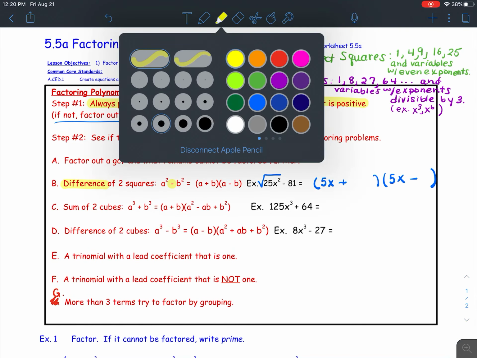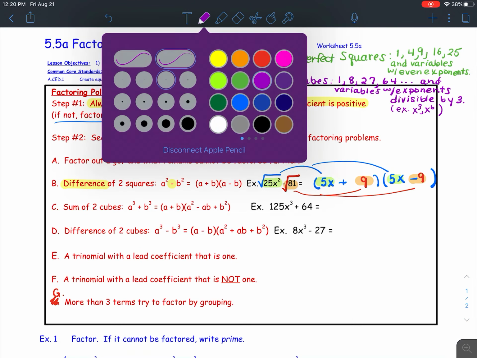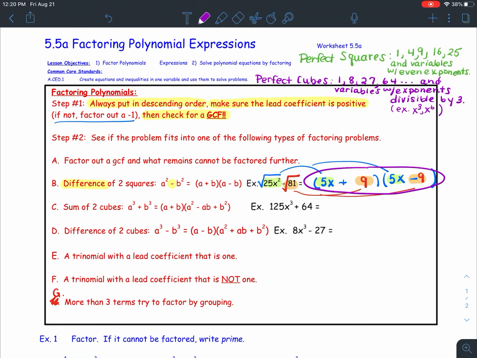The square root of the first term goes into the first spot in each set of parentheses. So you're putting that answer in the first spot of each set of parentheses. Then you take the square root of the second term, and you put that in the second spot of each set of parentheses. And then that would be your answer, 5x plus 9, 5x minus 9. Okay?